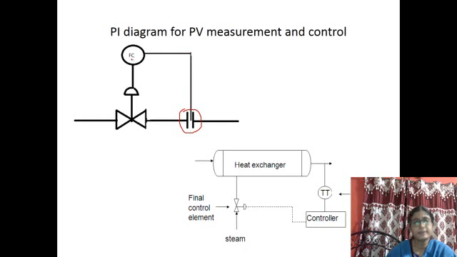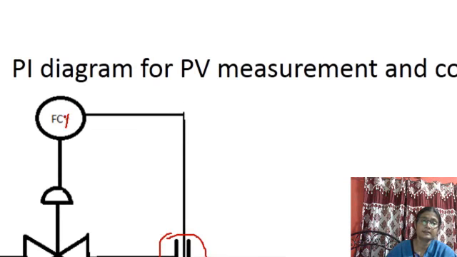Here it may be FC or FIC, that means if it is along with indication, or FRC if it is along with recorder, then along with alarm signal, that means it is connected with an annunciator, then FCA or FRCA or FICA, like that. Then it goes to the final control element in order to adjust the manipulated variable. So this is the PI diagram for flow measurement.